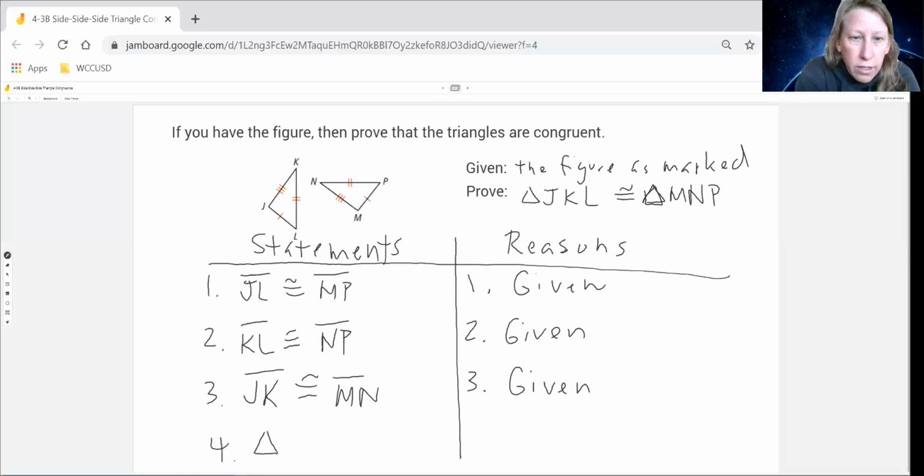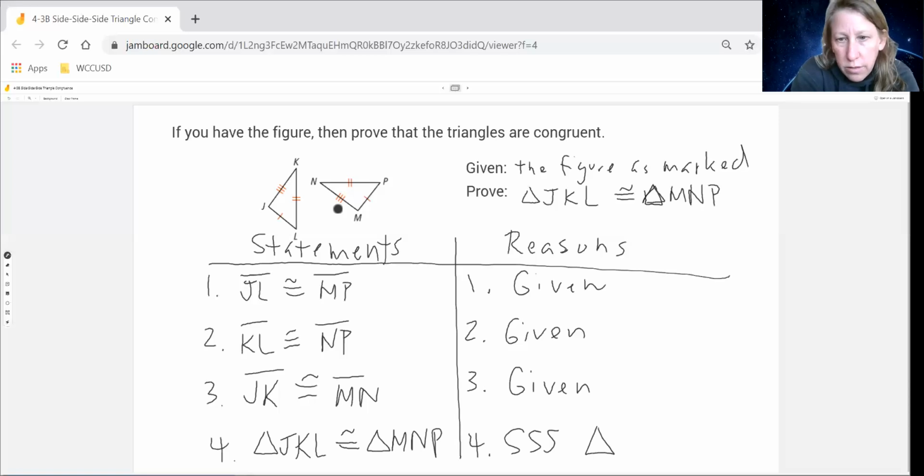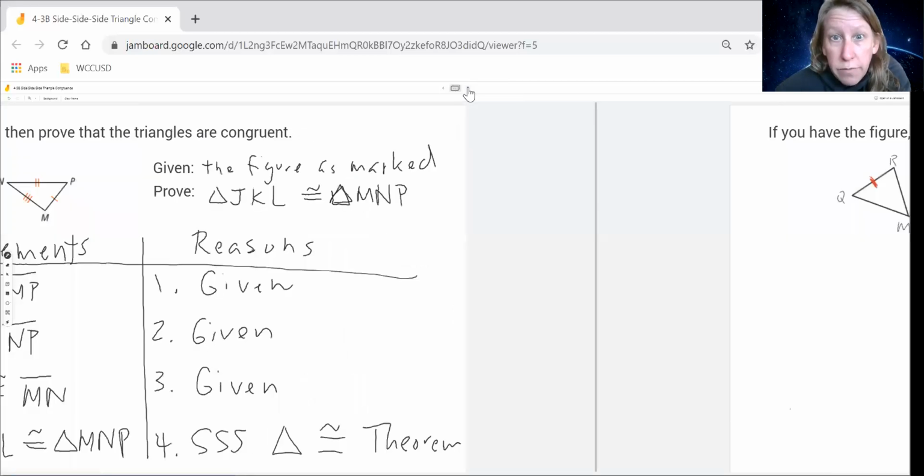Then we say, okay, if all 3 sides are the same, we are allowed to say the triangles are congruent. I just showed you that all 3 sides are the same, therefore, the triangles are congruent. Okay, this is called a theorem, and it's a theorem that we can use when we're trying to show shapes are the same size and shape, triangles specifically.